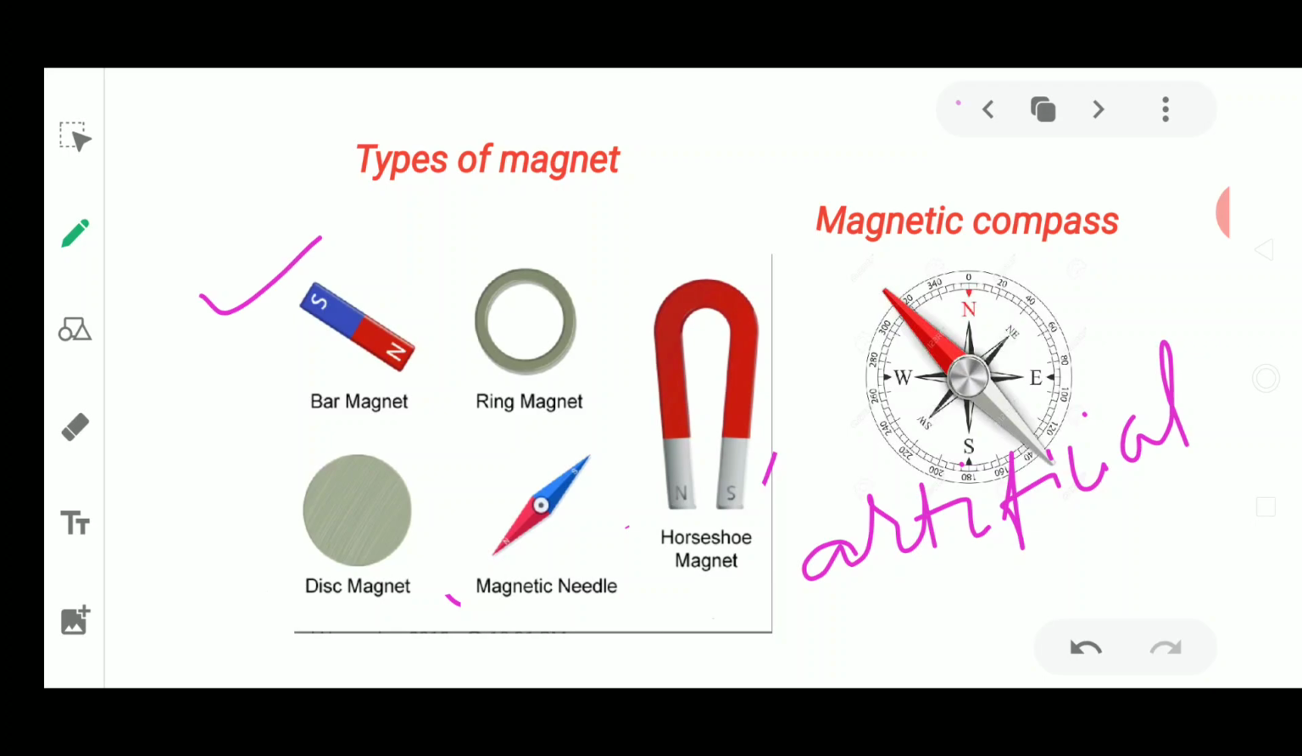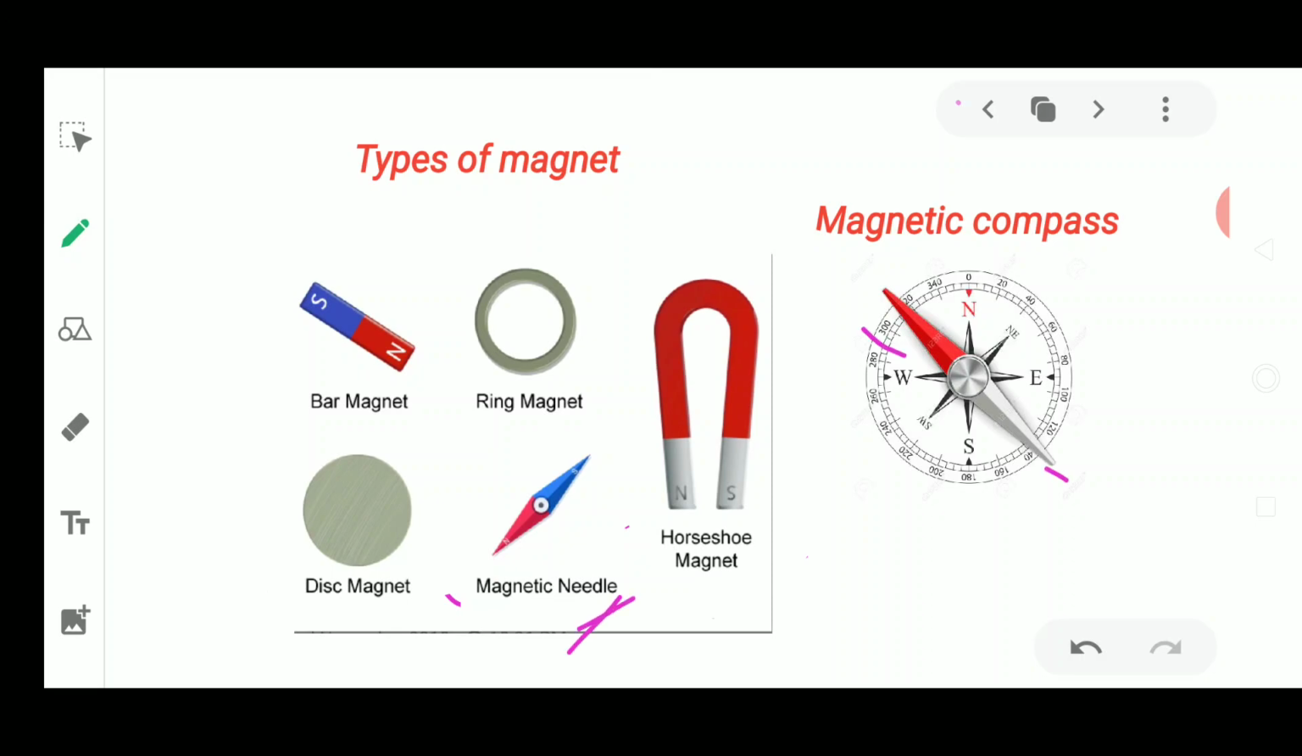Now, this magnetic compass, what is this? A magnetic compass is a device which is used to find directions for navigation. While navigating, people used to find the direction using this magnetic compass. It has a magnetic needle in between, which is this red and white one, and it is aligned in one direction.